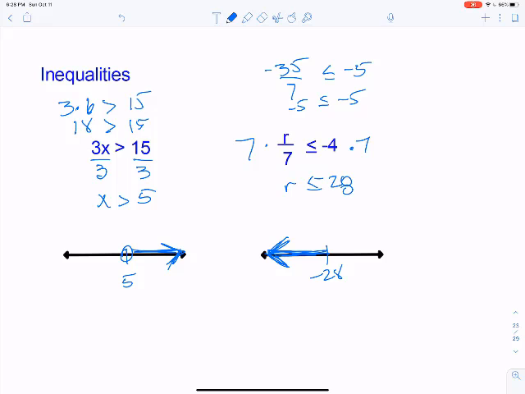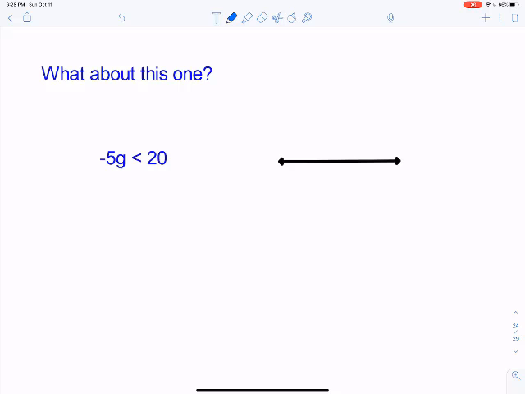It actually should not be negative 5 right here. What am I thinking? This should be a negative 4. Sorry about that. Is negative 5 still less than or equal to negative 4? Yes, it is. It does work. Now, what about multiply? That was this one right here.